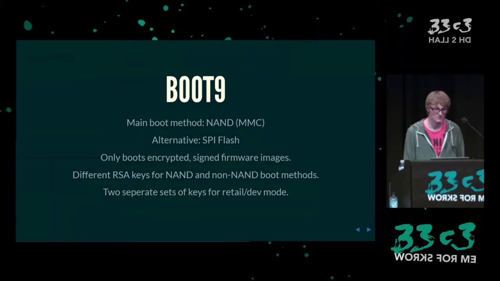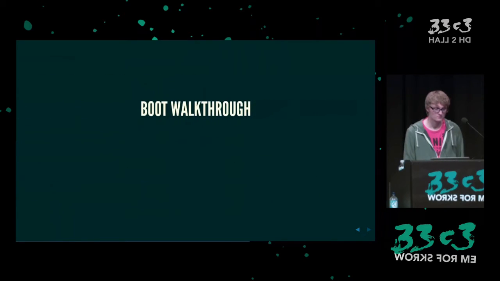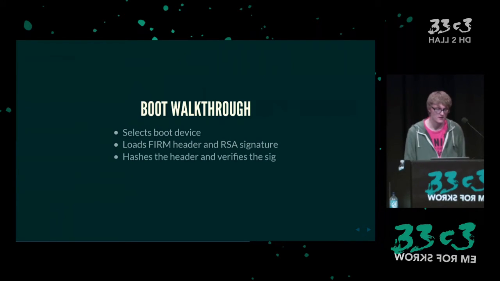So let's do a small boot walkthrough. It's pretty straightforward, actually. The first thing it does is select a boot device, then it loads the firmware header and the RSA signature from it. It's just one block. And then it hashes the header, extracts the hash from the signature, and compares it. So basically, basic signature verification, header verification. And then it assumes the header is safe, and starts loading the firmware sections.